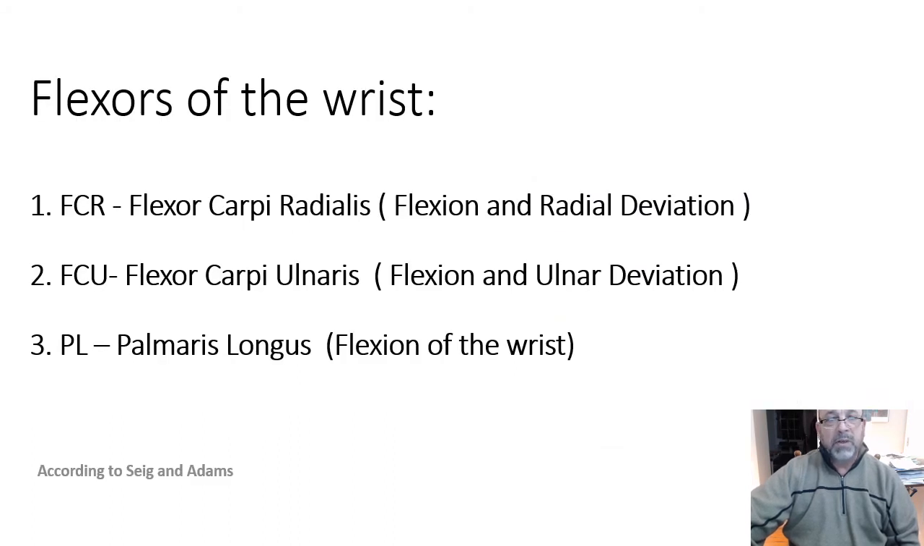The flexors of the wrist: the flexor carpi radialis also does radial deviation. So the name flexor carpi radialis tells you it's flexing the wrist on the radial side more, and it also deviates the wrist to the radial side. The flexor carpi ulnaris flexes the wrist at the carpals on the ulnar side, and therefore it can also do ulnar deviation. The palmaris longus just flexes the wrist. What it does is wrinkle the palm and initiate or assist in flexion of the wrist.